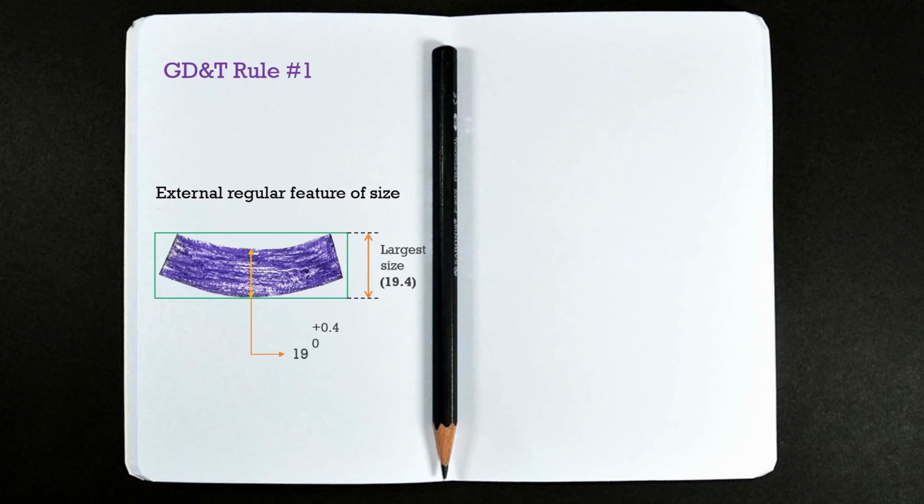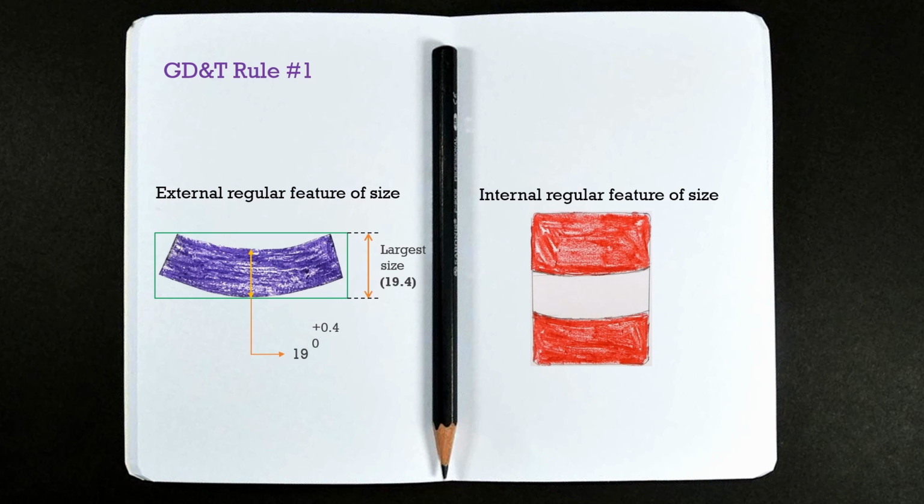And the form of the shaft will be controlled within this envelope limit. And for an internal regular feature of size, the minimum diameter of the envelope will be equal to its minimum size limit. Like here, the smallest size limit of this hole is 19.5 mm. And the form of the hole would be controlled around this envelope.